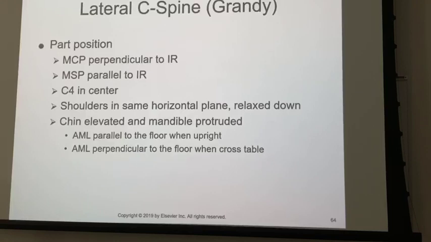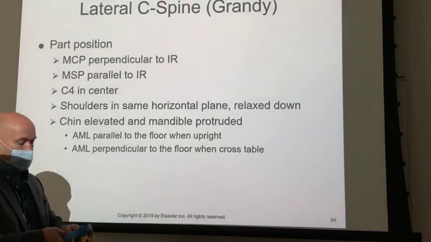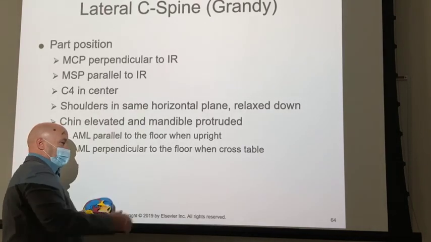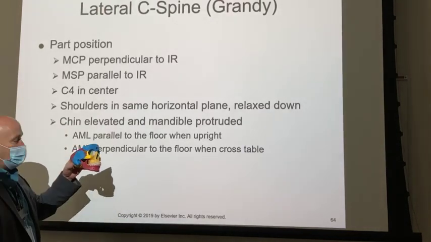So lateral C-spine, regardless of whether they're upright or laying down, it's all going to be the same. Center of C4, get the shoulders down, if at all possible. AML parallel with the floor, with the patient upright, perpendicular to the floor when the patient's cross table. And again, if the patient's in a C-collar, that's not really going to apply.